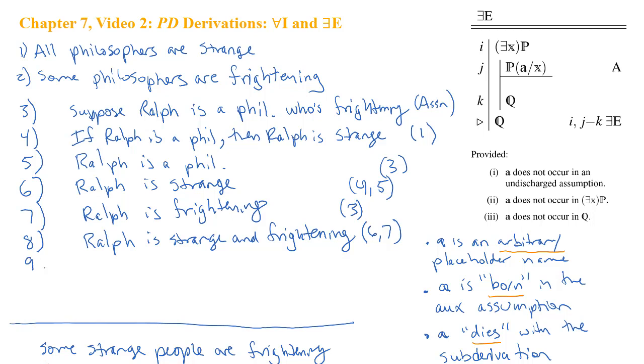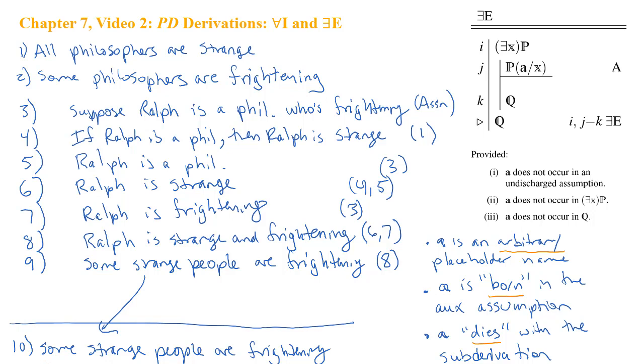One last inferential step we can make under that assumption is to take the name Ralph out and just say someone is strange and frightening, or as I phrased it here, some strange people are frightening. This is just like an existential introduction. But now that we've gotten rid of the name Ralph, we can exit our subderivation, effectively discharging our assumption, and we get the conclusion based on just premises 1 and 2 that some strange people are frightening. I should say based on premises 1 and 2 and the process in 3 through 9. Now let's clear the English and see how it works with the symbols.